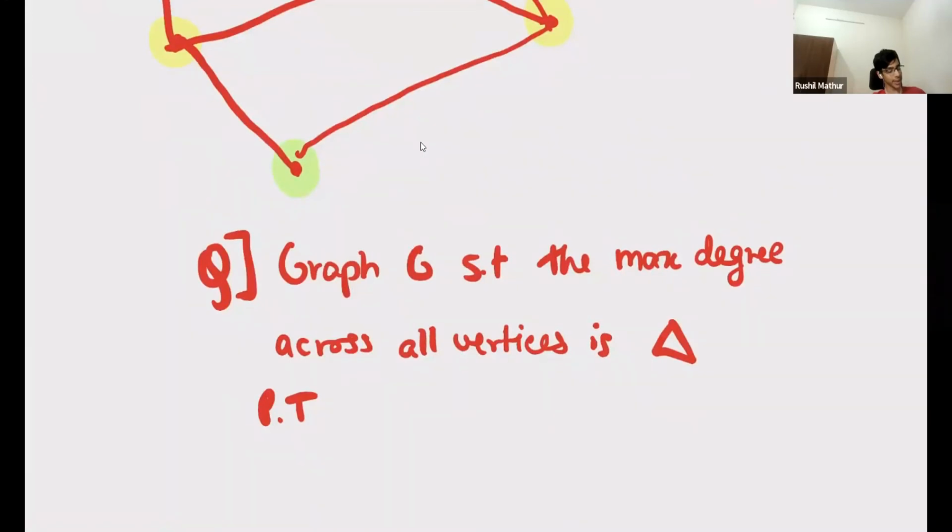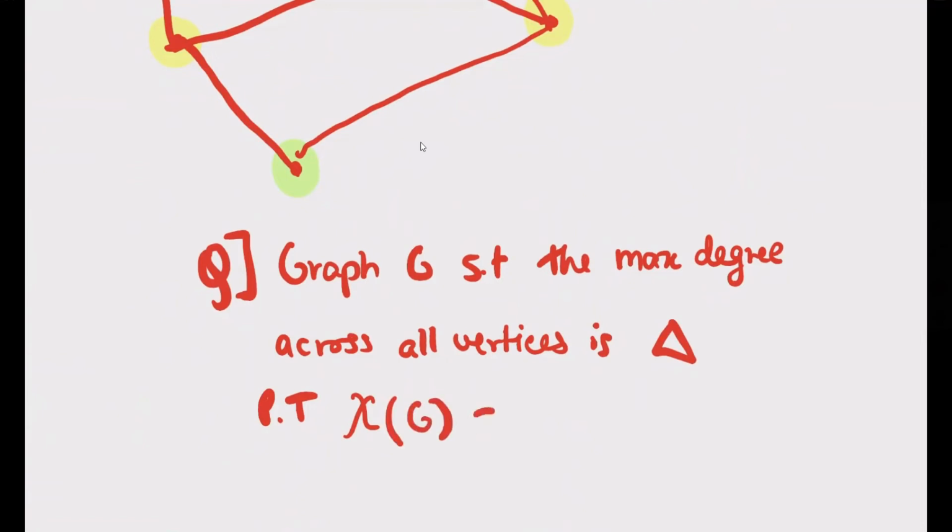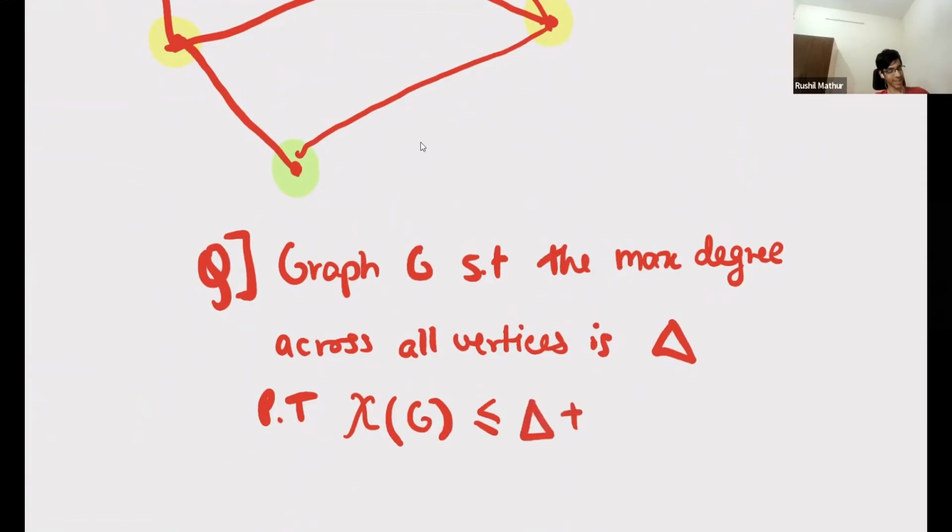So prove that the chromatic number of G is at least delta plus one. At most, exactly, it's at most actually. No, is it at least, at most? What am I doing? Yeah, it's at most delta plus one, right? At least delta plus one is dumb.